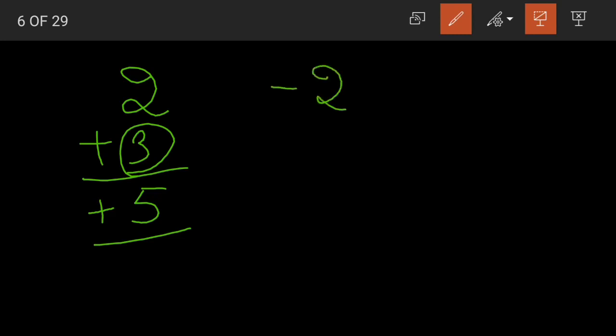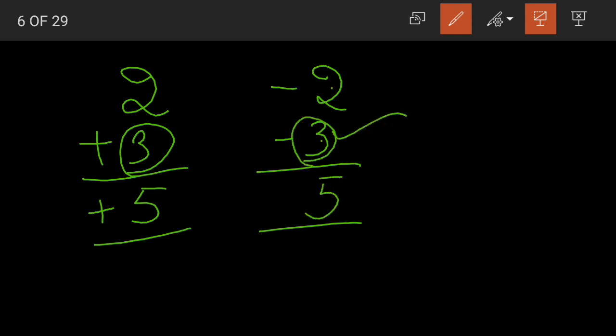Again, when we take minus 2 and minus 3, these are two negative integers and we are adding them. 2 plus 3 is 5. And again here 3 has the higher absolute value. 3 is having a negative sign. So the answer 5 will also have a negative sign. Is this clear, class?